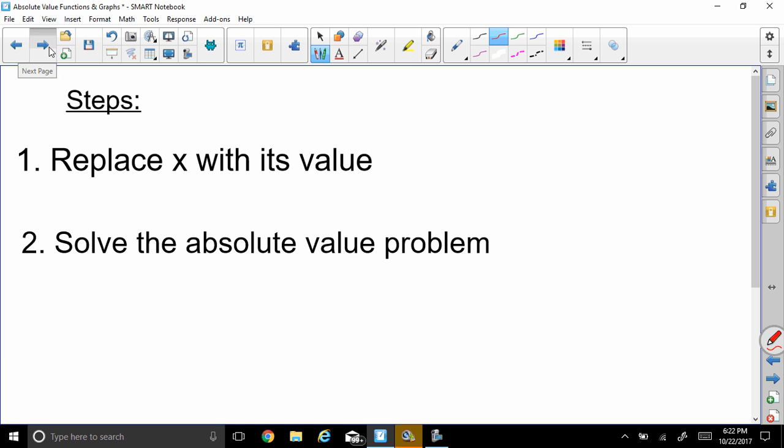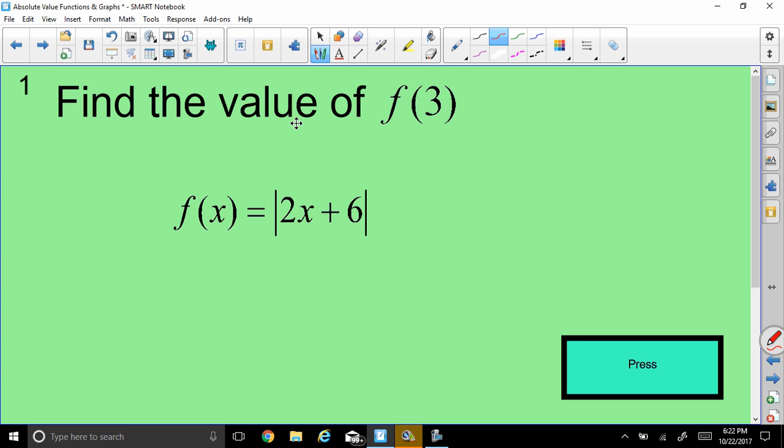So let's look at one. Find the value of f of 3. Remember, we're going to replace x with 3. So there's going to be a 3 replaced right there. Let's put everything else back. f of 3 is equal to the absolute value of 2 times 3 plus 6.